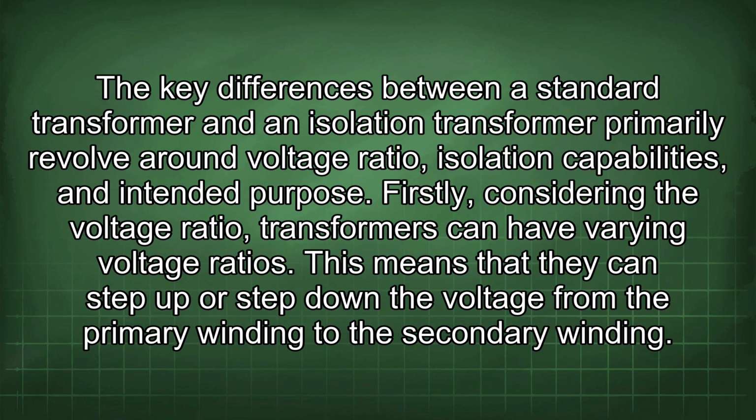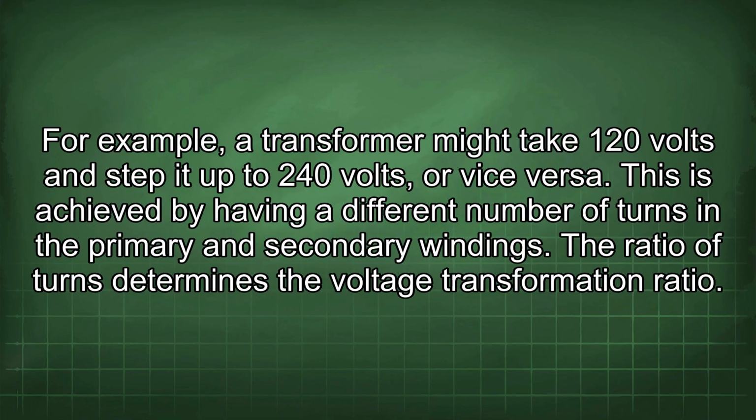The key differences between a standard transformer and an isolation transformer primarily revolve around voltage ratio, isolation capabilities, and intended purpose. Firstly, considering the voltage ratio, transformers can have varying voltage ratios. This means that they can step up or step down the voltage from the primary winding to the secondary winding. For example, a transformer might take 120 volts and step it up to 240 volts, or vice versa. This is achieved by having a different number of turns in the primary and secondary windings. The ratio of turns determines the voltage transformation ratio.